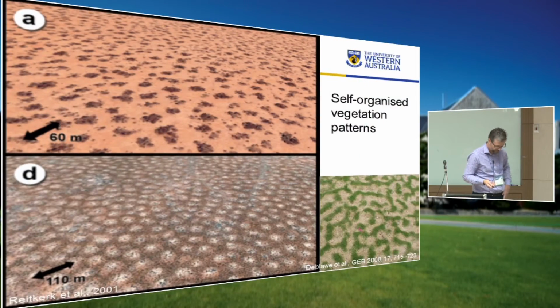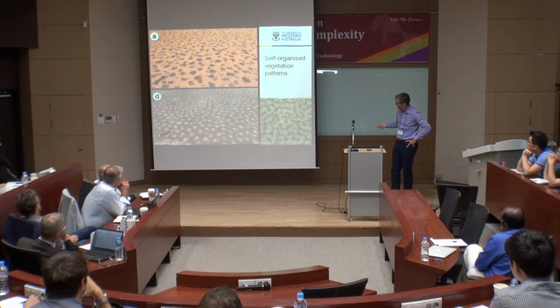There are cases in deserts where you see these types of vegetation patterns. This is a scale of about 60 metres and 110 metres. And so you get self-organised patchiness in the landscape. Patches of vegetation either as spots, in this case there are gaps, so there are holes here with low amounts of biomass. And this is actually a grass from Israel showing a labyrinth type pattern.